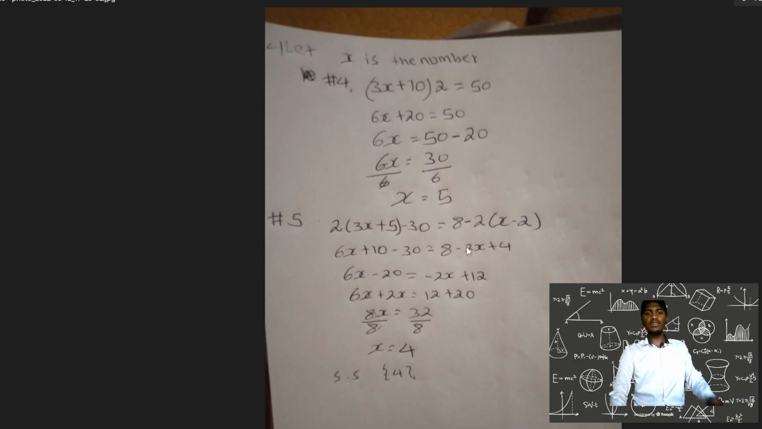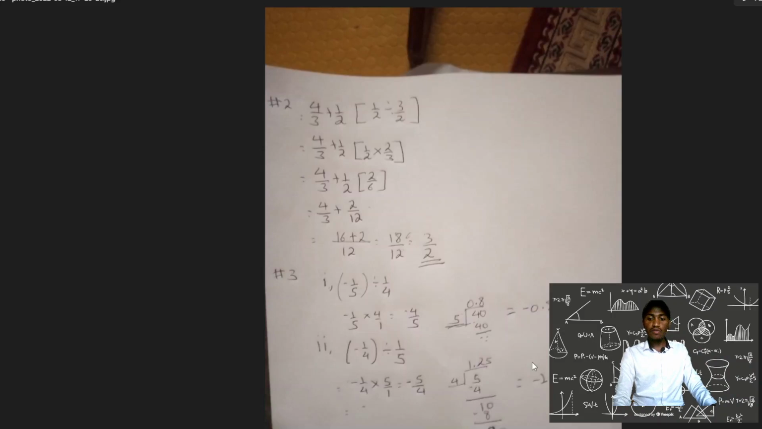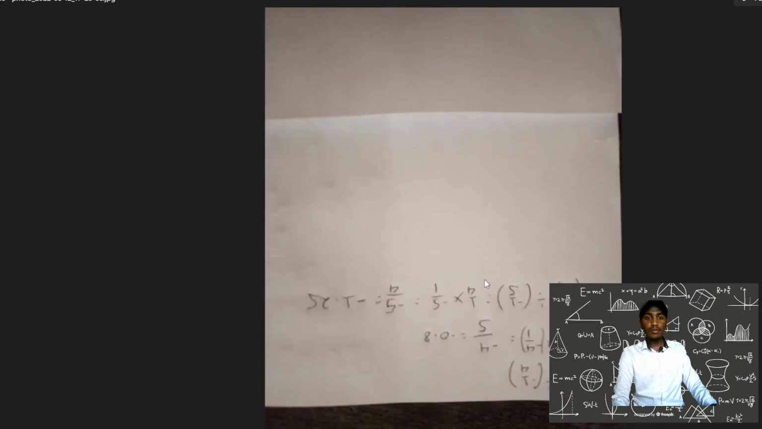So we take minus 2x to the left side. It will be 6x plus 2x, and we take minus 20 to the right side. For me, it's to the right side. For you, it may be different. I know that. So 6x plus 2x is 8x, and 12 plus 20 is 32. Divide by 8 over 8. The value of x is 4. So the solution set is 4.